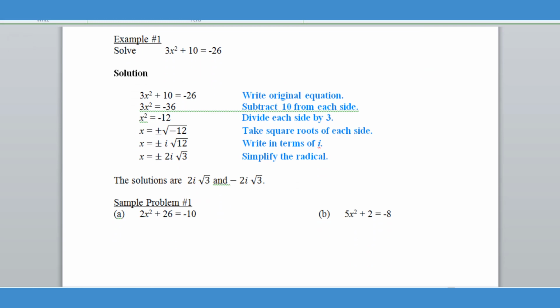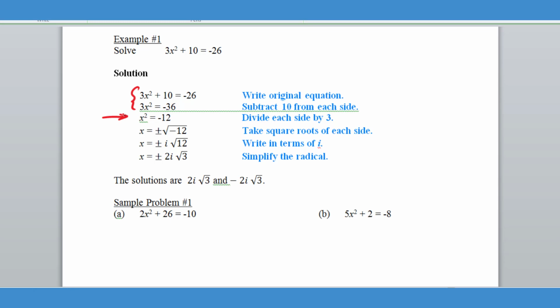So in this particular example, 3x squared plus 10 equals negative 26, we simply want to do like we've always done. Isolate that x squared term, and then when we isolate that x squared term, we want to take the square root of both sides. Now, in this particular case, we have the square root of a negative number, so we need to get that negative value out of there, that square root of negative 1, which is an i. And then we can simplify the square root of 12.